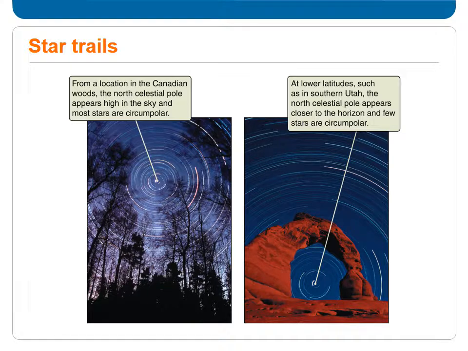Figure 2.7 in the book shows time exposures of the sky, showing the apparent motions of the stars through the night. So they left the camera on a long exposure, and they captured this over maybe an hour or so, several hours. Note the difference in the circumpolar portion of the sky as seen from the two latitudes. From Canada, Polaris is high in the sky, and from southern Utah, Polaris is closer to the horizon. Also notice that the different stars have different colors.